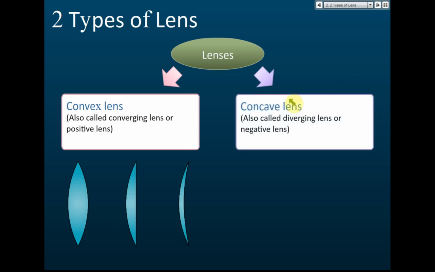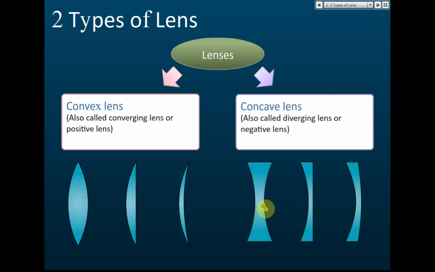The other type of lens is the concave lens. For a concave lens, the center is thinner than the sides. So this is thicker, and this is thinner here. It's also called a diverging lens because it diverges the light that passes through it. And it's also called the negative lens because the power is always negative. So two types of lenses: convex, concave, or converging, diverging, or positive lens, negative lens.